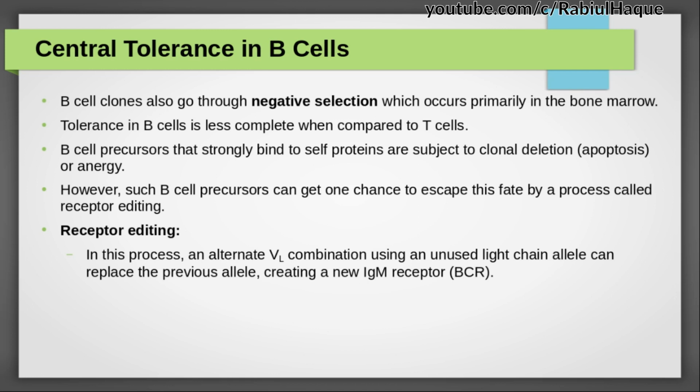Whenever a B cell precursor is reacting strongly to self-antigen or self-protein, that B cell precursor can be given a second chance to escape apoptosis and anergy, and that is achieved by receptor editing, where it is changing the light chain of its antigen receptor or B cell receptor, and that is creating a new B cell receptor that will not react so strongly with self-antigen. And always remember that 25 to 50% of circulating B cells have undergone receptor editing.